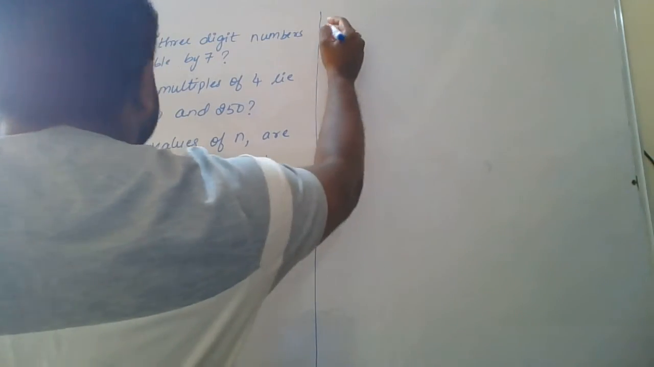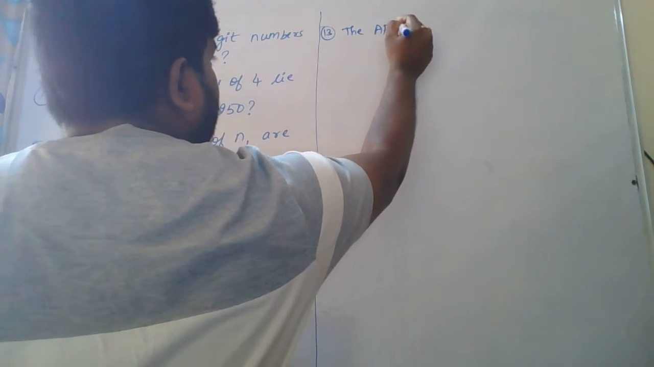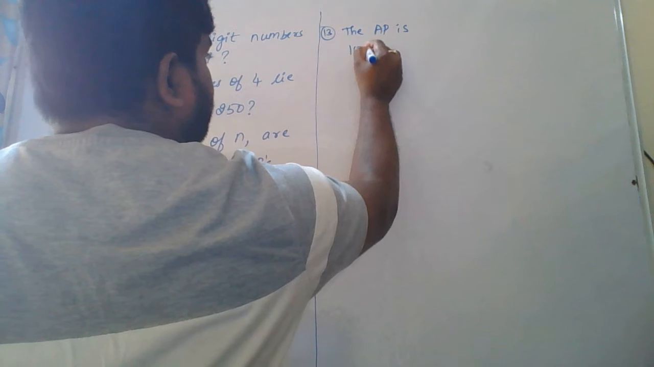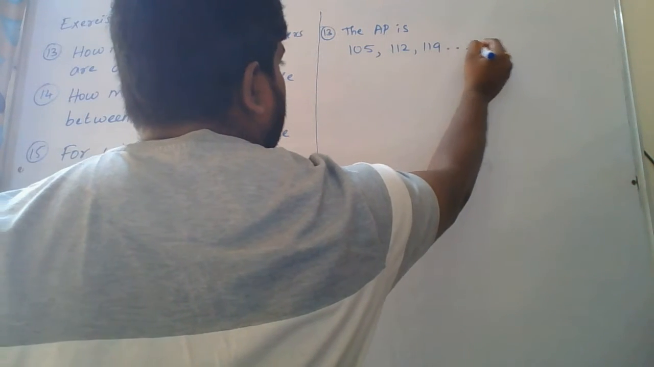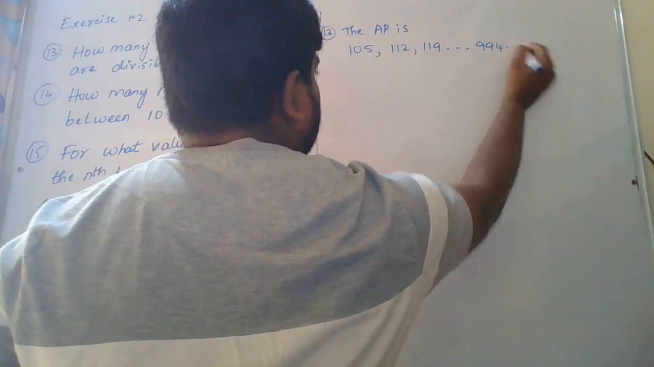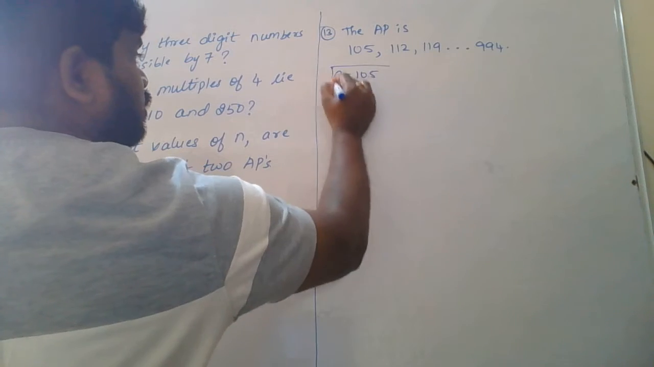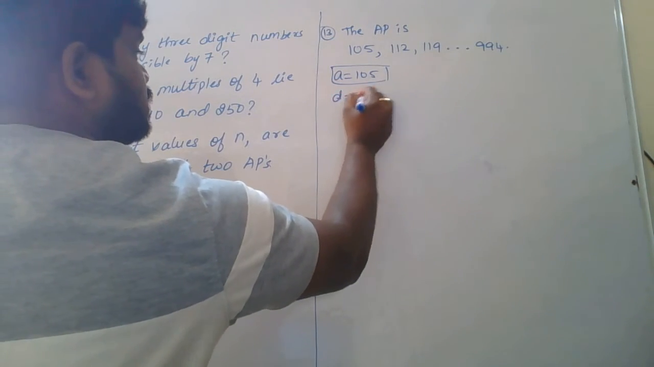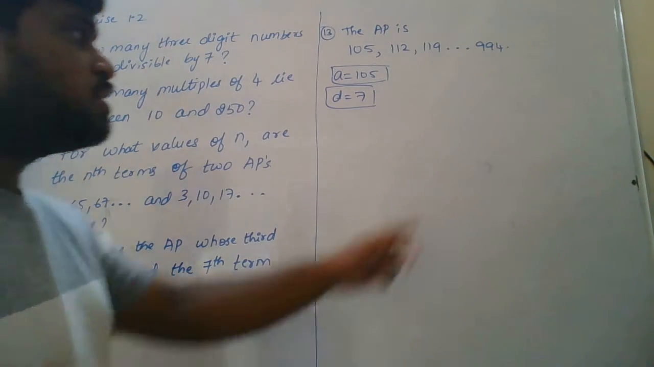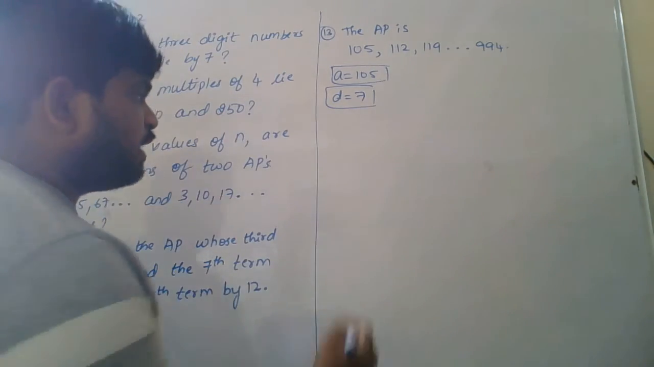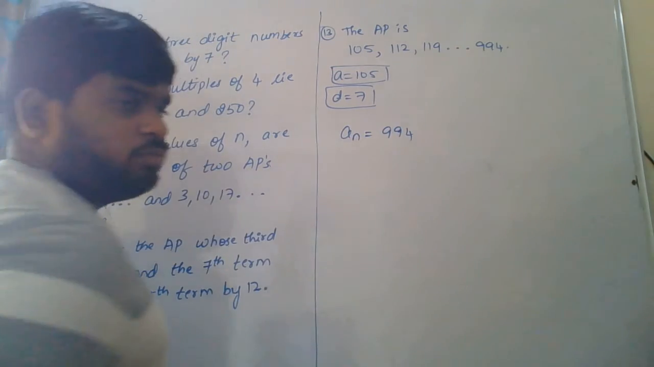The 13th question. The AP is 105, 112, 119, so on up to 994. Your first term is 105, and we know the common difference is 7, since 112 minus 105 gives you 7. Now this is in the last position, so we take it as an, which is equal to 994.